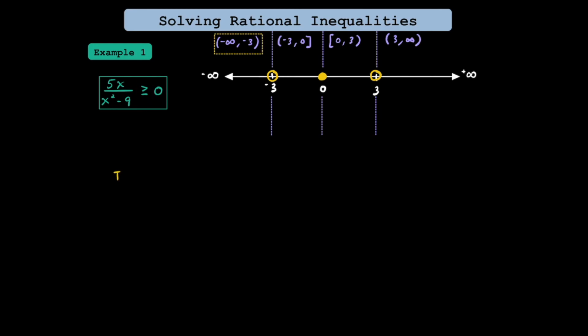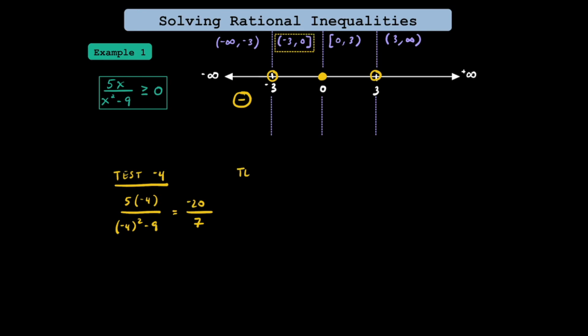For the first interval of negative infinity to negative 3, I'm going to test the value negative 4. Substituting in, we're going to get 5 times negative 4 divided by negative 4 squared minus 9. 5 times negative 4 is negative 20, negative 4 squared is 16, and 16 minus 9 is going to be 7. Since negative 20 over 7 is a negative value, we know that any number in this interval will create a value that's less than 0.